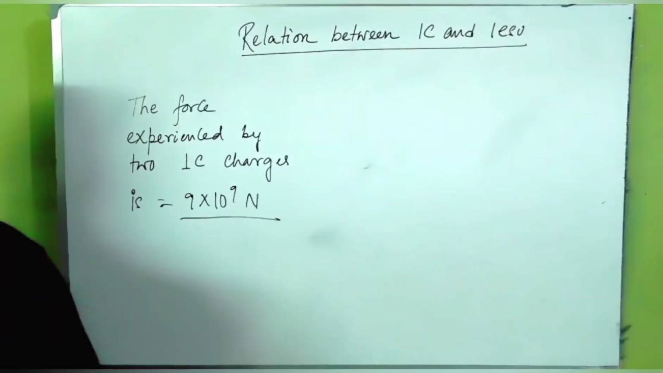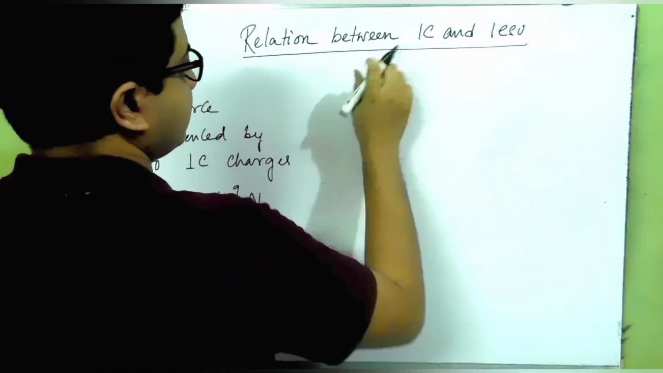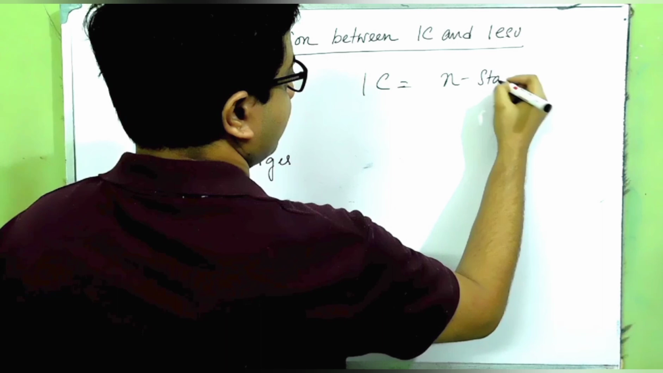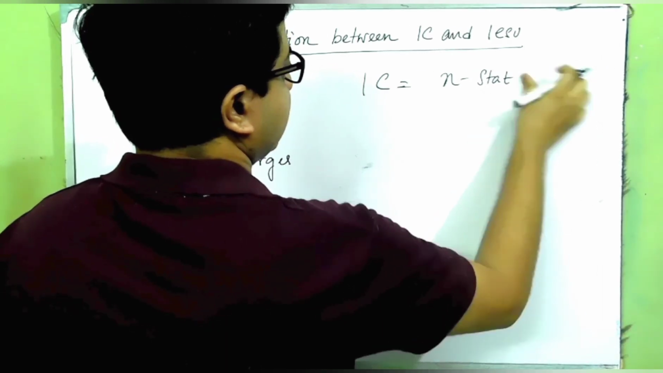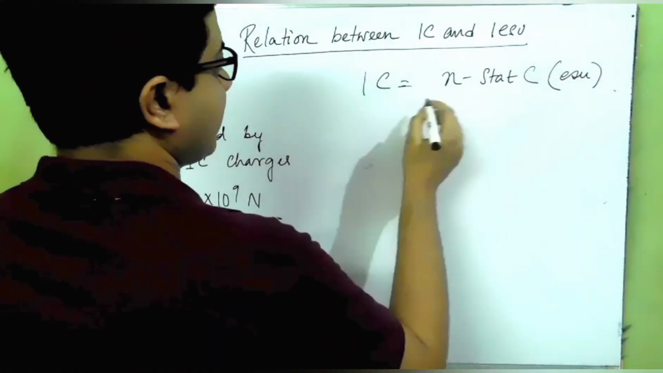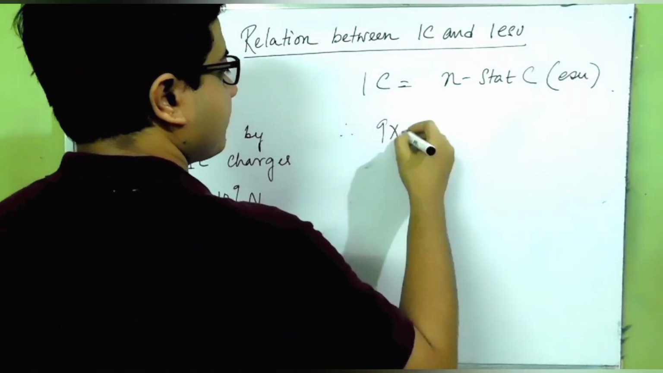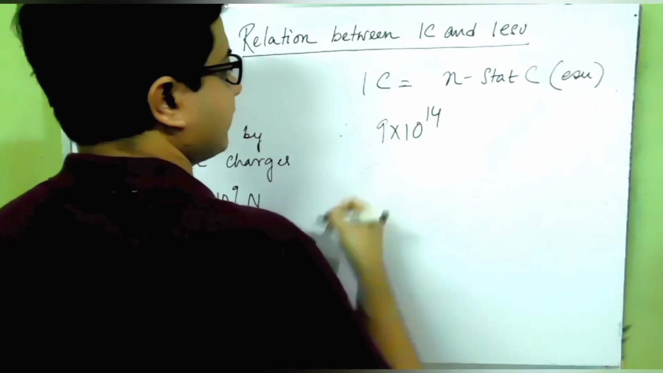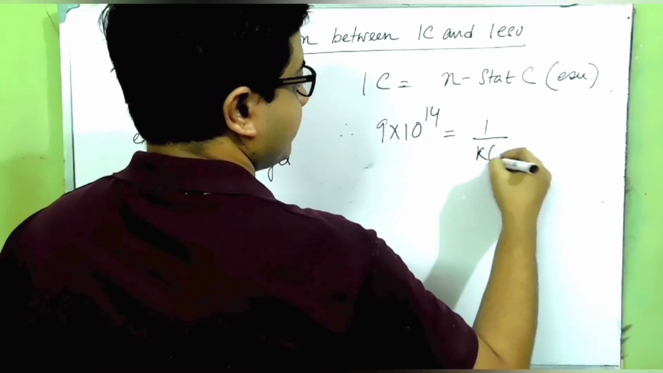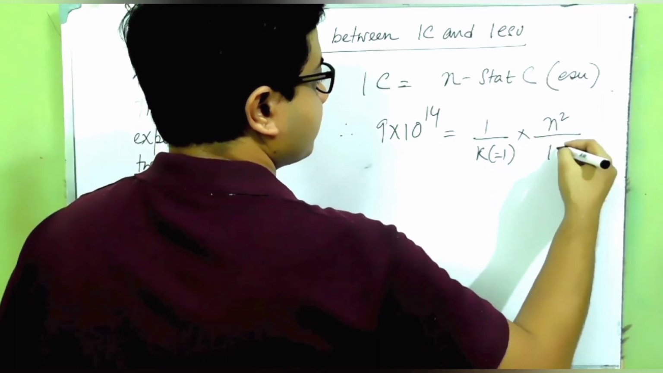Now, as we are trying to establish a relation between 1 Coulomb and 1 ESU, we assume that 1 Coulomb is equal to n stat Coulomb, or n ESU. So here we have 1 Coulomb equals n stat Coulomb. Therefore 9 times 10 to the power 14, which is the value of force in dyne, is equal to 1 over k, which is 1 into n square by 1 meter square.